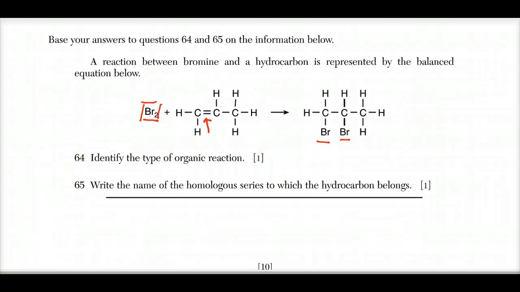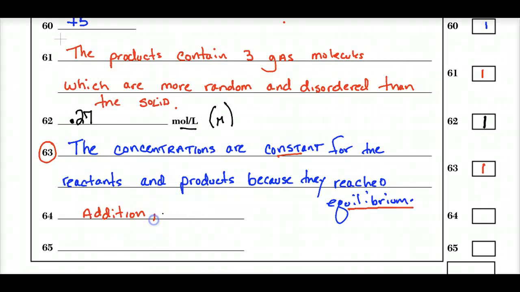Number 64. Let's go to the answer booklet. So there it is, an addition reaction. Again, you could have written halogenation. That's adding halogens to it. But addition is something you should be very aware of. It's a very common question. That gives you our point.